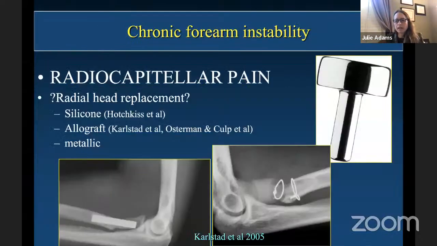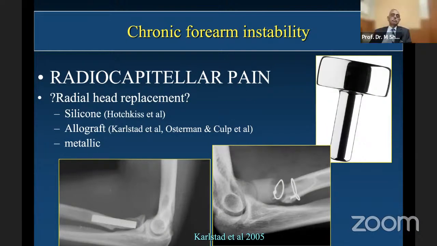And at the radial head, at the elbow, a lot of different treatments have been proposed. We know that silicone prostheses do not seem to have sufficient axial stability. Allograft has been proposed and has not had great results. And then metallic radial heads. The problem with metallic radial heads is some patients continue to have some axial instability and loading. And we know that the capitellar cartilage is not normal, and patients may have continued elbow discomfort.